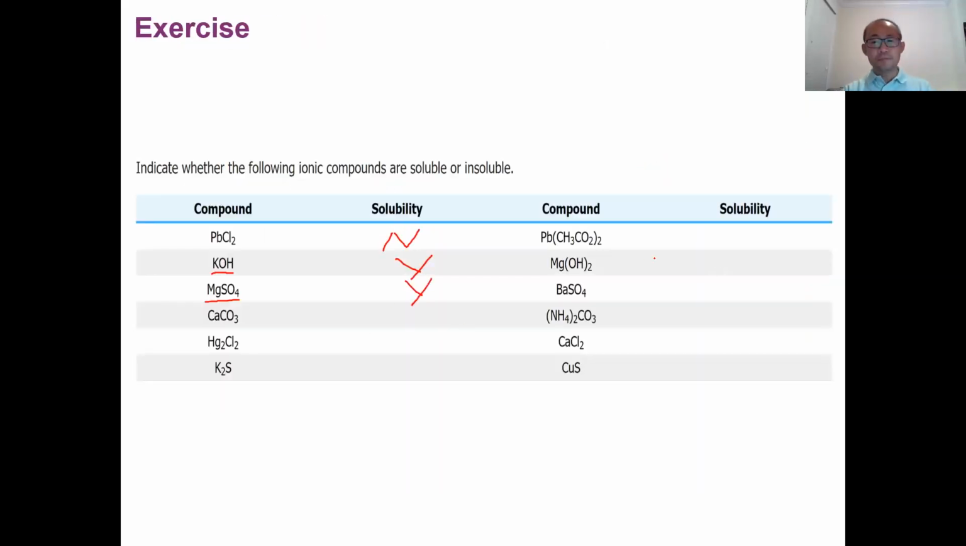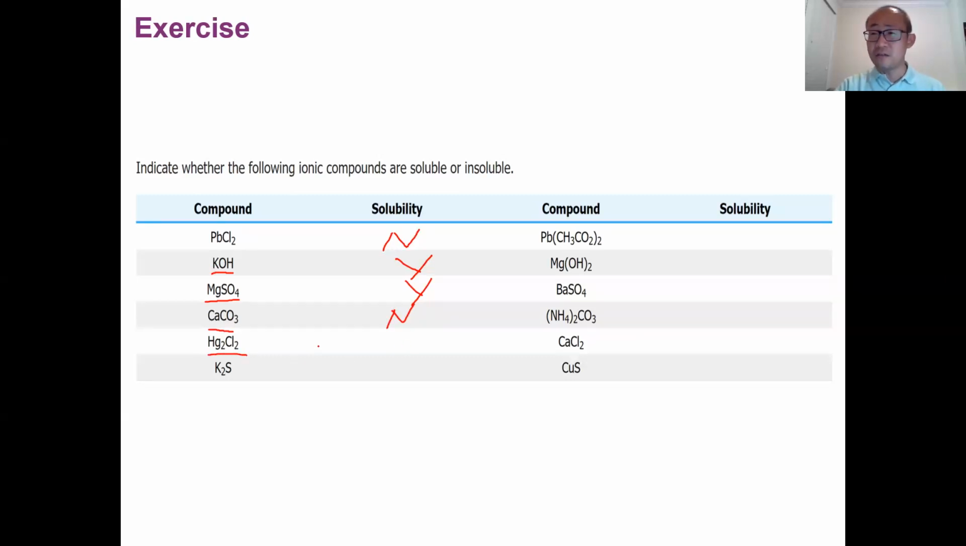Now, I'm not going to go back and forth all the time. I'm going to briefly talk about why it's soluble or not. Hopefully you can pause the video and go back and double check, because I have memorized the rules already. Next, calcium carbonate. Carbonate is normally insoluble. Calcium is not an exception. Calcium is not an alkali metal. So calcium carbonate is not soluble.